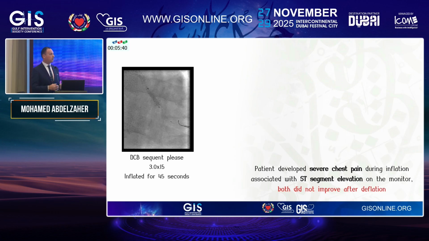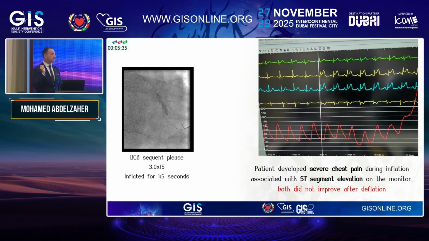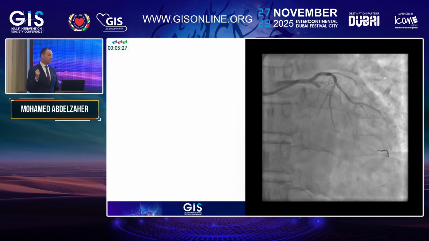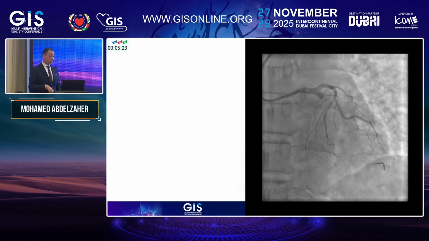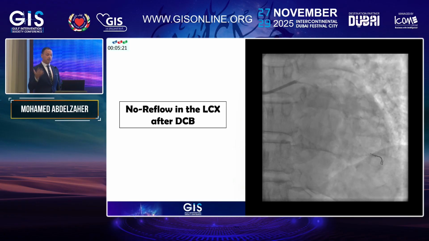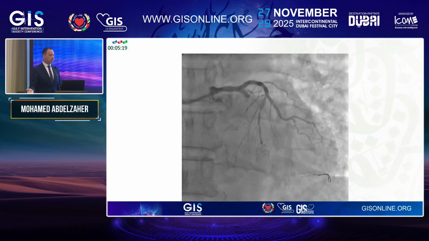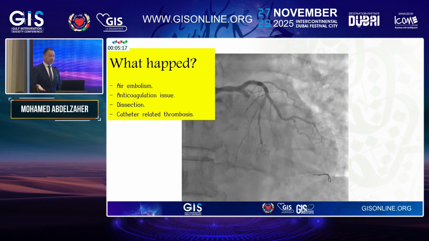what we can see during balloon inflation. But what is unique for this patient is that the ST segment elevation and pain remained after the deflation of the balloon. So let's have a quick angio, and this is what I found. There is no reflow in the circ. I totally lost the flow in the circ. So what happened? This only happened after the drug-coated balloon. So what is this? Why did this happen?